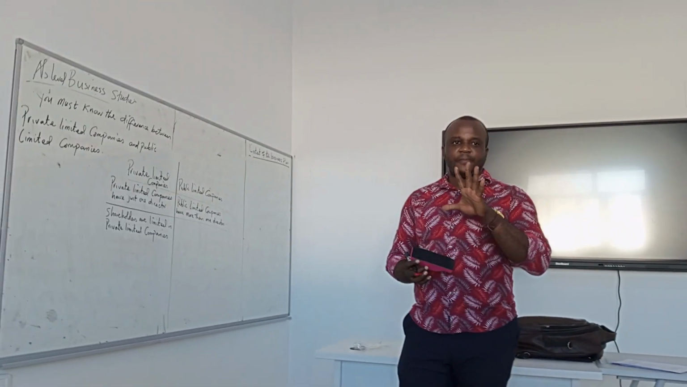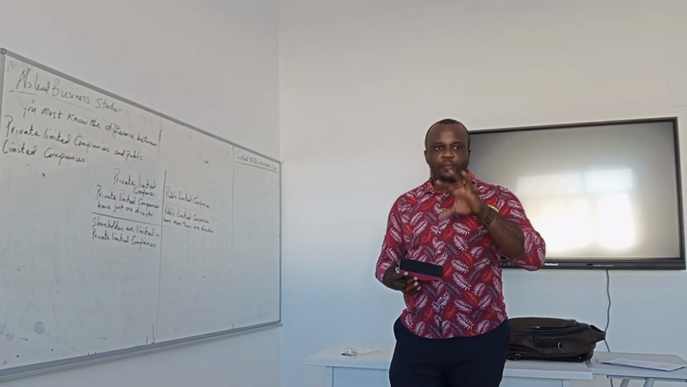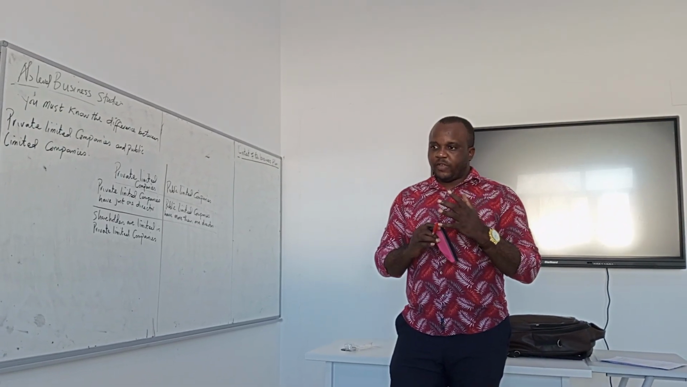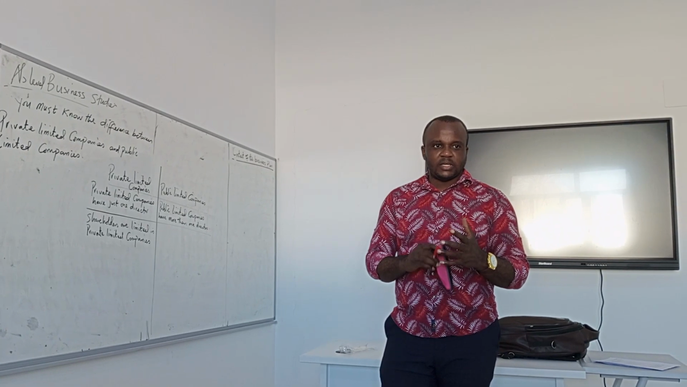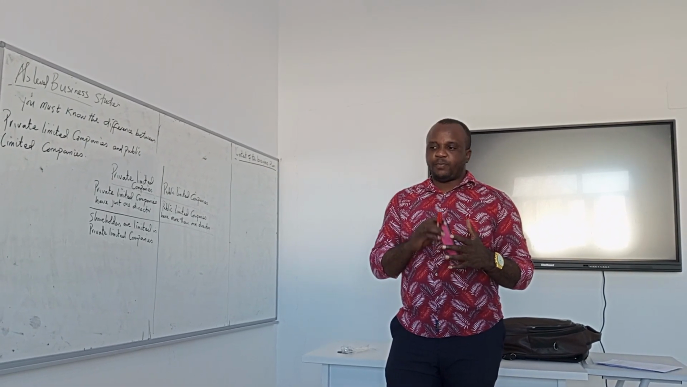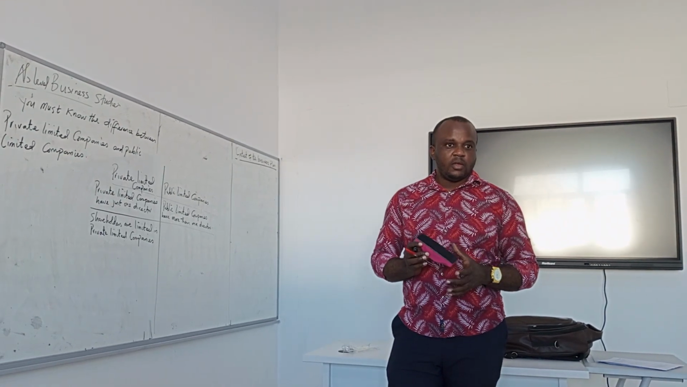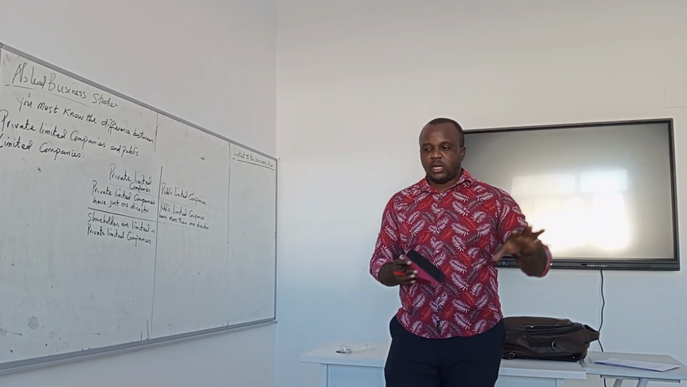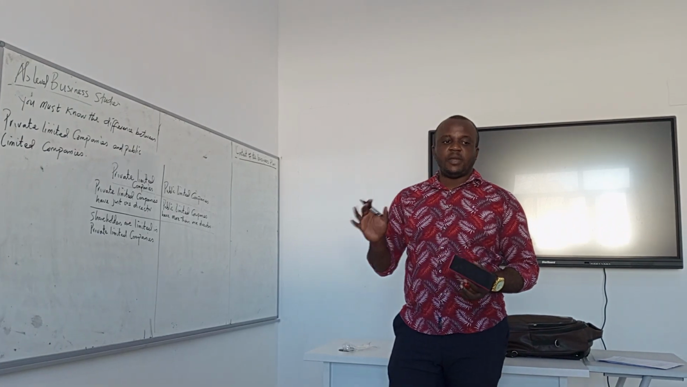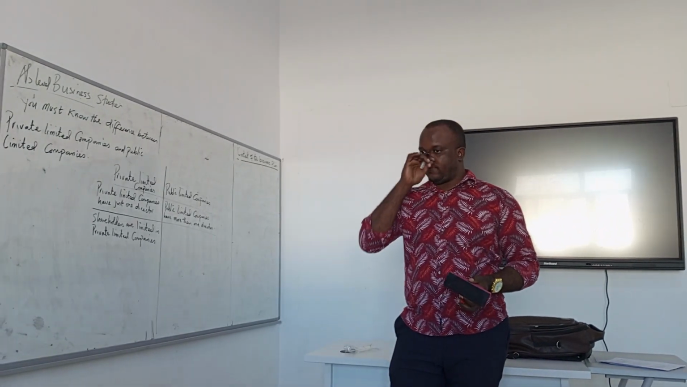Now, there are six categories of businesses operating in the private sector. We have the sole trading, the partnership business, the private limited companies, public limited companies, franchise agreement, and joint ventures. So these are the six kinds of businesses operating within the private sector, and in the public sector we have public corporations.